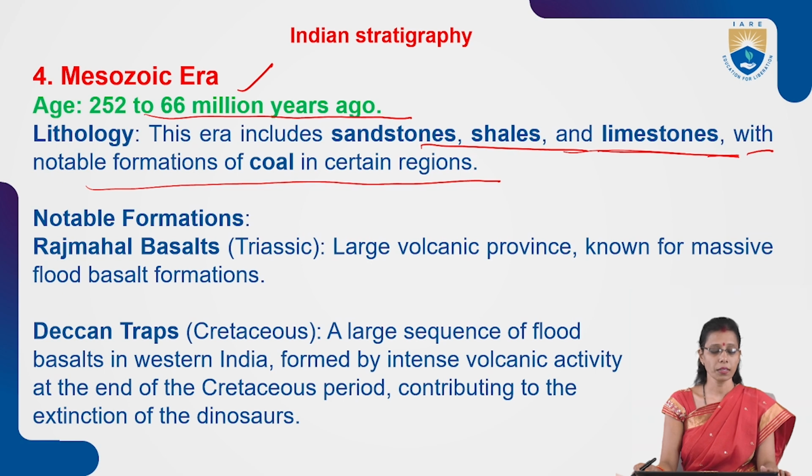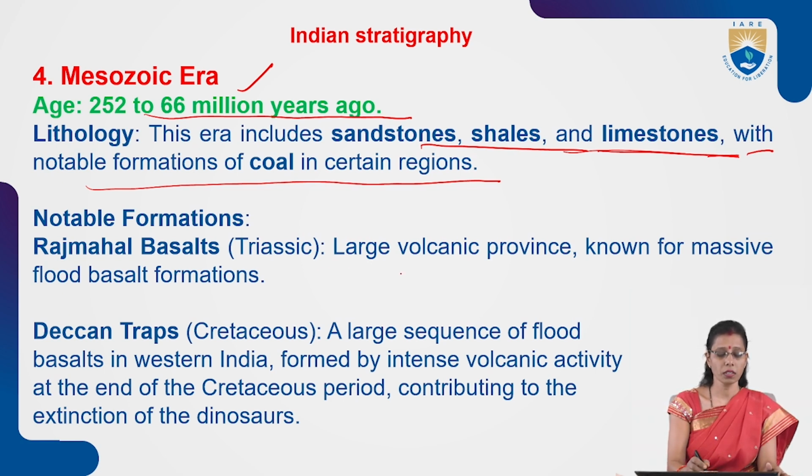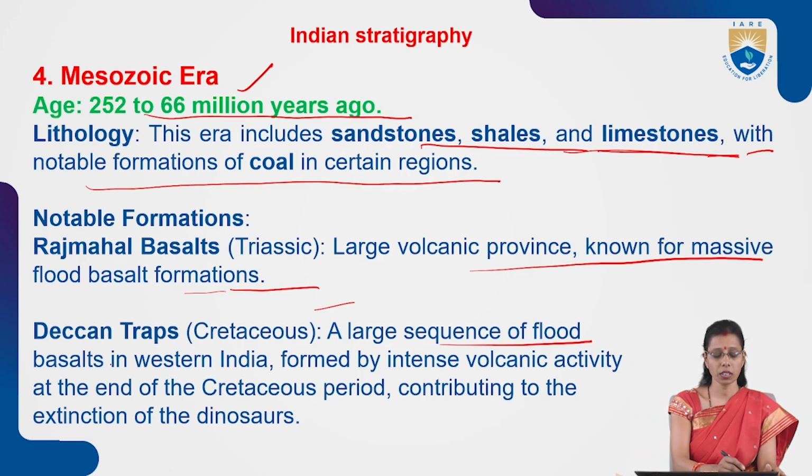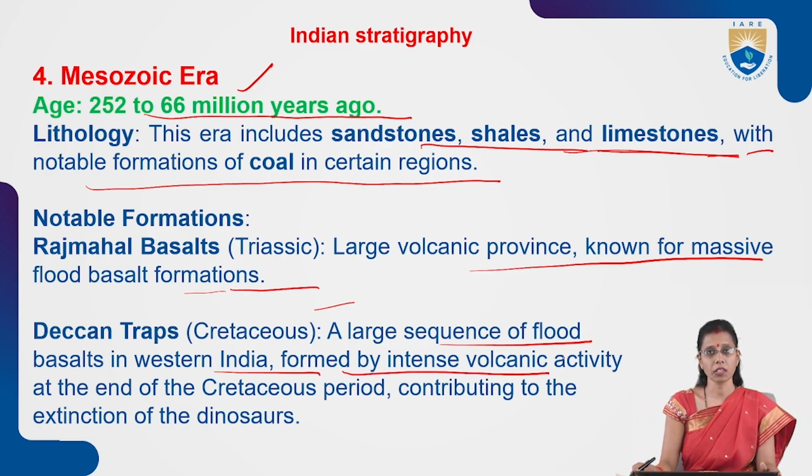Now notable formations where we find this in India are the Rajmahal basalt, a large volcanic province known for massive flood basalt formations. Next is the Deccan Traps, a large sequence of flood basalts in western India formed by the intensive volcanic activity at the end of the Cretaceous period, contributing to the extinction of the dinosaurs.